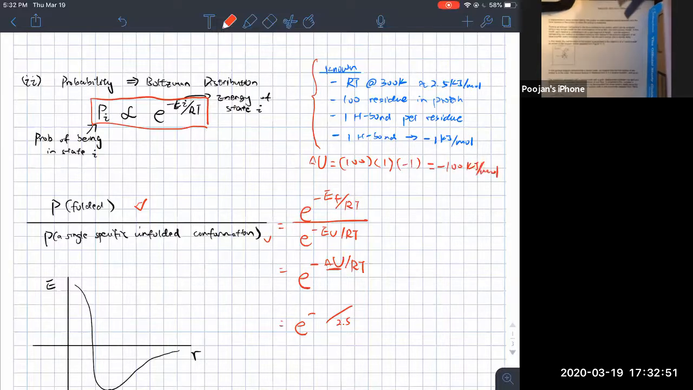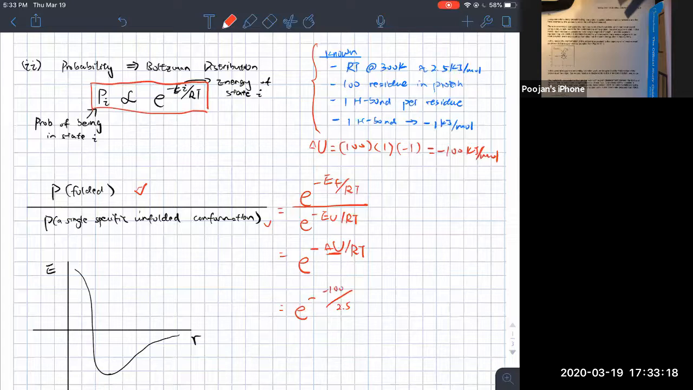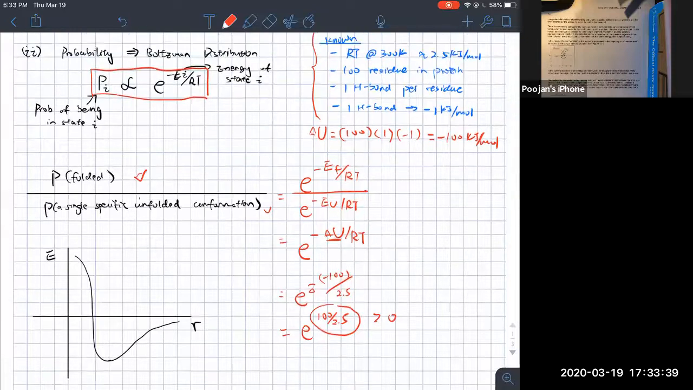So that will give us -100 kilojoules per mole. We know that delta U here is negative because we're forming hydrogen bonds, so it's an exothermic reaction. We're releasing energy to make the protein more stable, so delta U should be -100 kilojoules per mole. We plug that in here, and don't forget there's a minus sign in front as well. That will give us 100 over 2.5. You can do the calculation from here, but this number should be greater than zero, so the entire thing should be greater than zero.